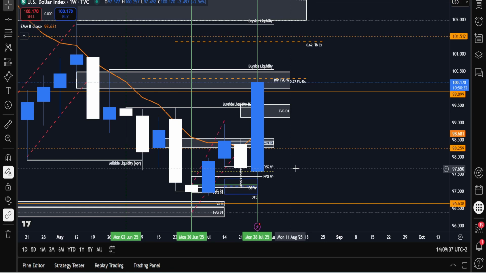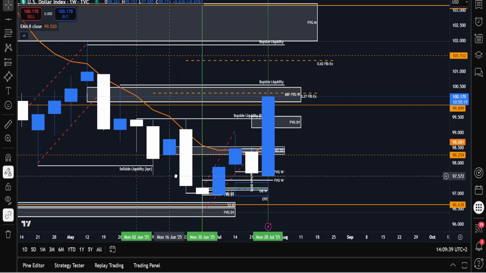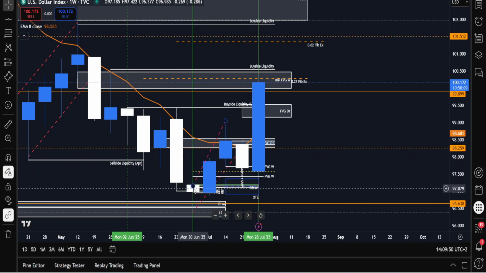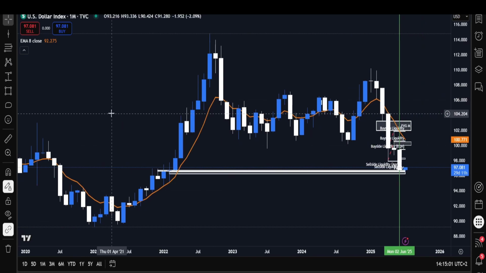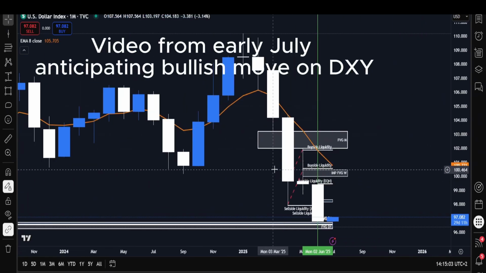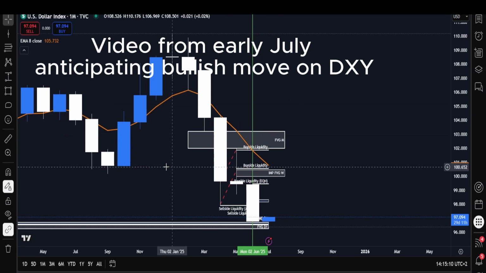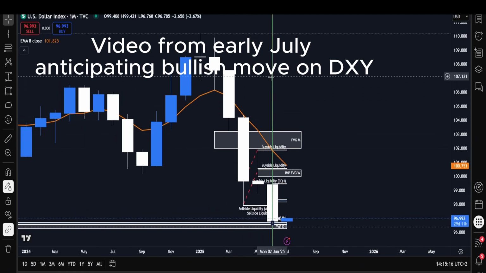But anyway, this is the DXY on the weekly charts, and as you know, we were anticipating a quarterly shift in the beginning of July. Right here, this green line is marked, and we were expecting a quarterly shift to the upside. What I'm actually anticipating here is a quarterly shift anticipation, and also a reversal on this quarterly shift to the upside. So this is what the green marking here is.